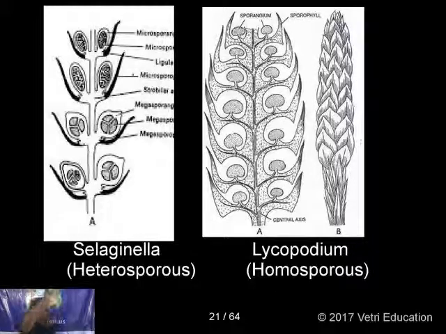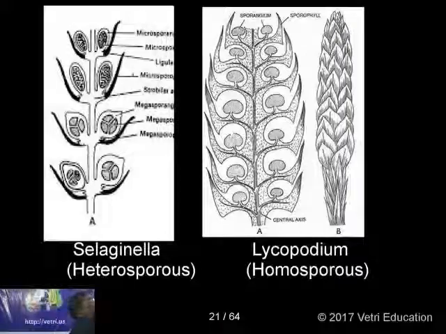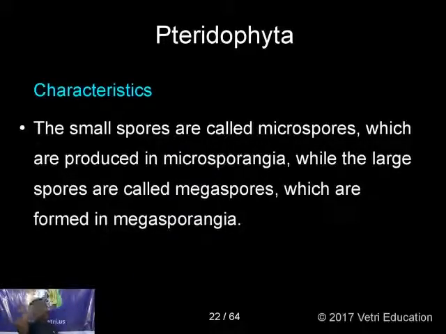Now let us see these two types. In the first diagram, Selaginella, you can find some small spores and some bigger spores. The smaller spores are called microspores and the bigger spores are called megaspores. Whereas in Lycopodium all the spores are of the same size and color, so it is the homosporous condition. The small spores are called microspores, which are produced in microsporangia, while the large spores are called megaspores, which are produced in the megasporangia.